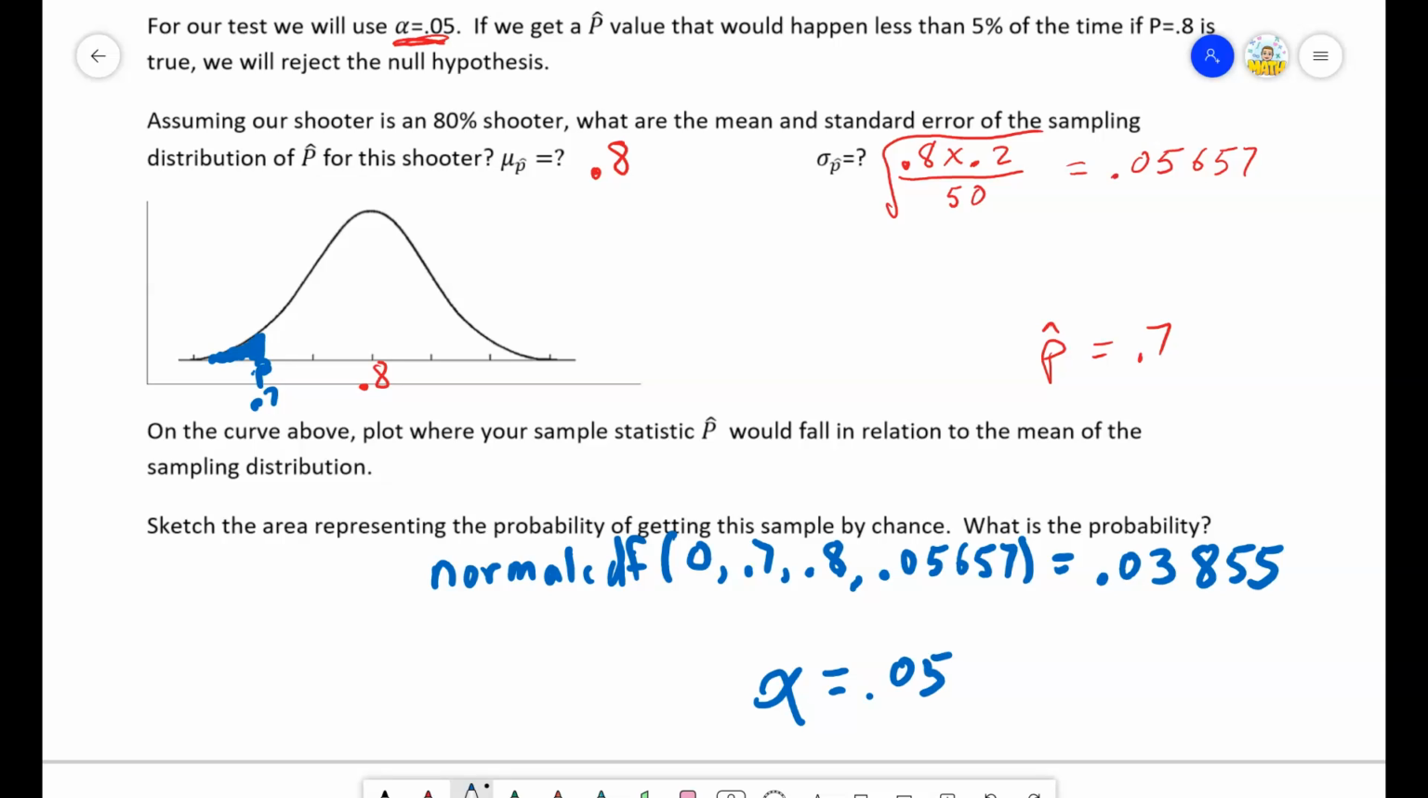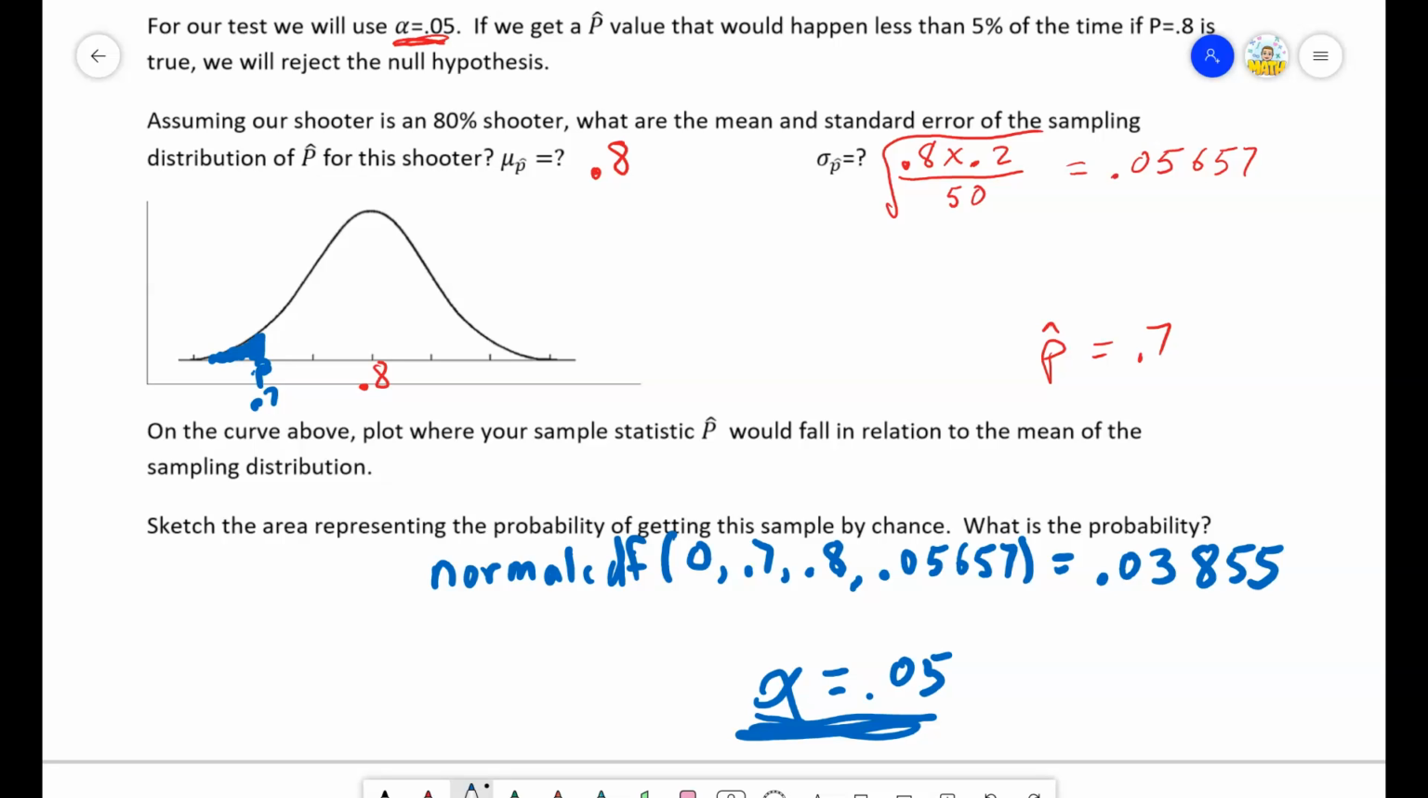So I just found a test statistic that happens less than 5% of the time. So our conclusion in that situation would be to reject that null hypothesis of 0.8. We would decide, and we don't know if we're right or wrong, okay? If I'm right, it's a correct decision. If I'm wrong, this is what we call a type 1 error. But there's only a 5% chance of that type 1 error to begin with, okay? So I got a probability of 0.03855 of that test statistic.